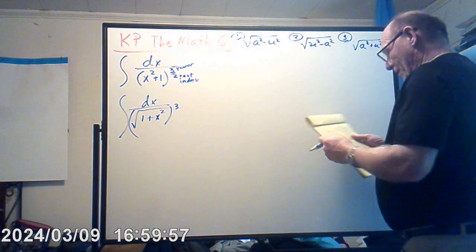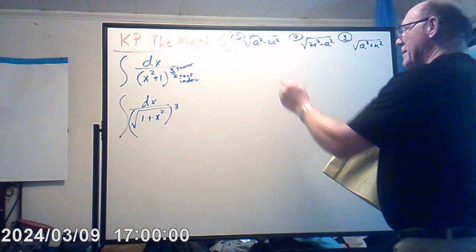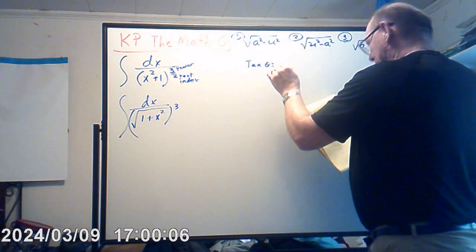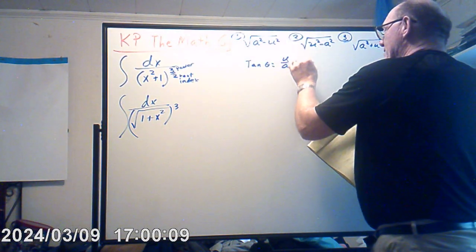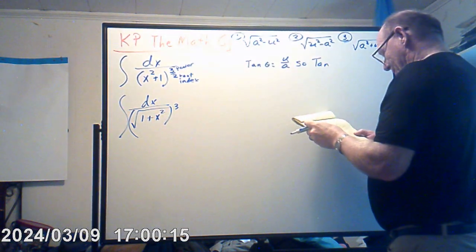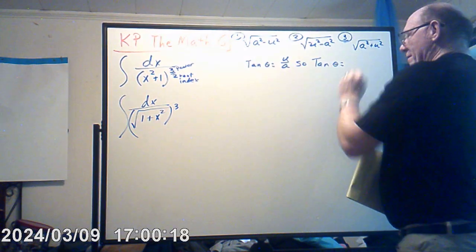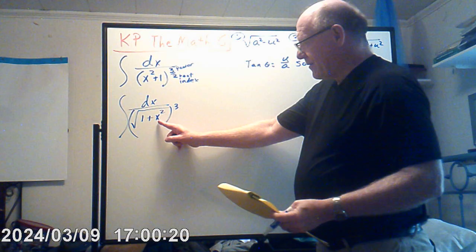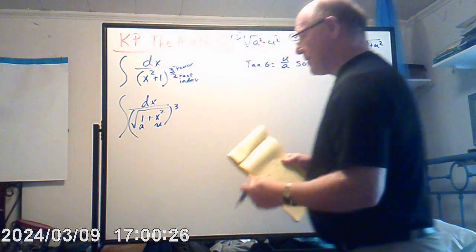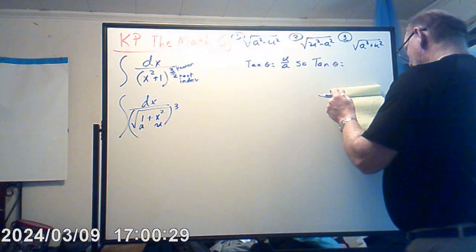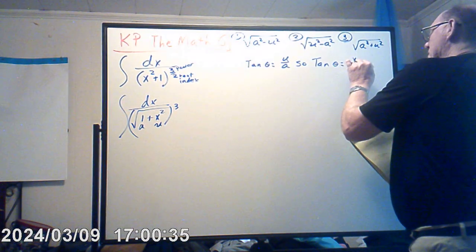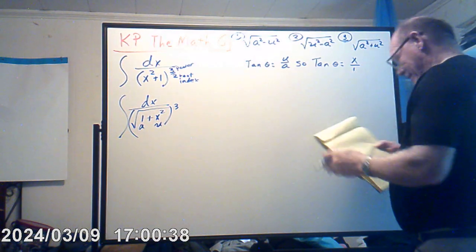So here's the pattern. We have tangent of theta being equal to u over a. We got to decide that. Look right here, this is the u. U is really x and the a is 1. So x over 1, which is just x, but we're going to leave it like that right there.